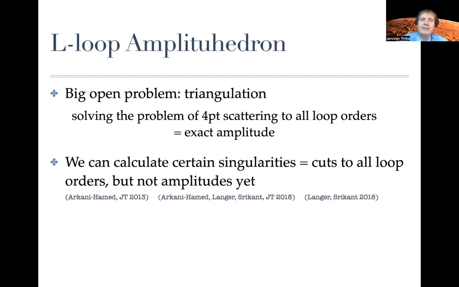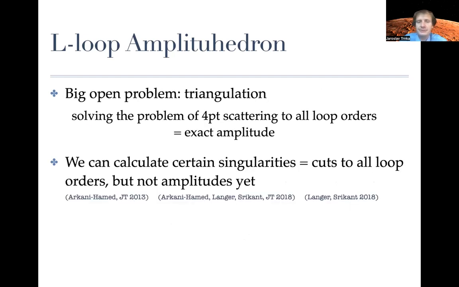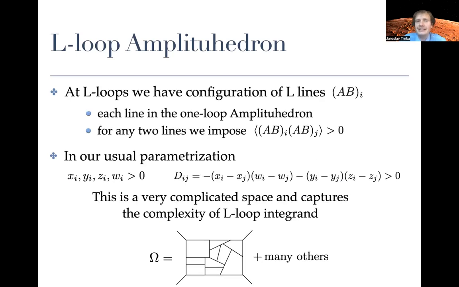So the big open problem here is how to triangulate the space. How to solve the problem of 4-point scattering to all loop orders and get some exact result for the loop integrand. We don't know how to do it because this is just a complicated problem, triangulating that space. But we know how to do it for certain cases, for certain cuts, when these quadratic inequalities turn into linear inequalities. You have to send some of the parameters to 0 in order to simplify the inequality.